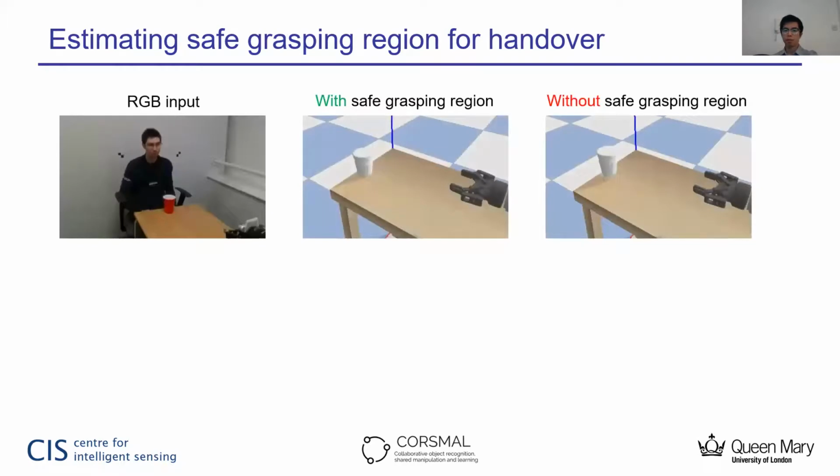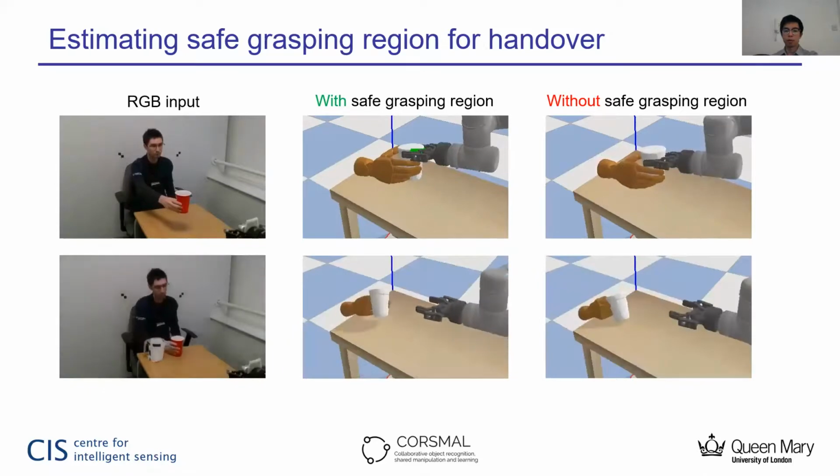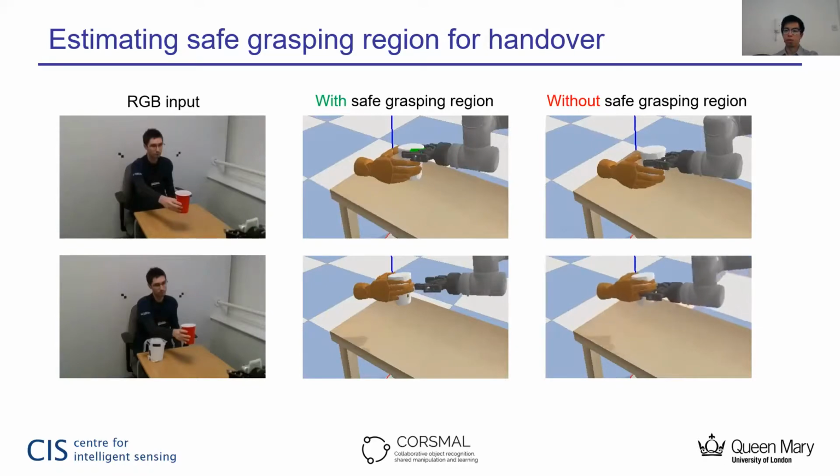Here we showcase the difference in handover safety with and without our proposed safe grasping region estimation. In the first example, the robot is able to identify the unoccluded region at the top of the container and execute the grasp accordingly, achieving high human safety. Without estimating the safe grasping region, the robot grasps the centroid of the container, resulting in low human safety. In the second example, the robot correctly identifies that there is no safe grasping region available and avoids approaching the container to ensure high human safety. Again, not estimating the safe grasping region results in low human safety.